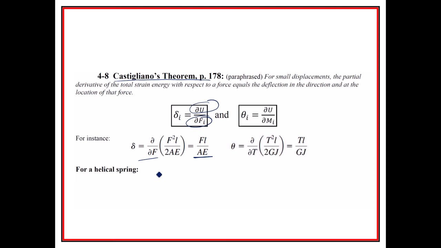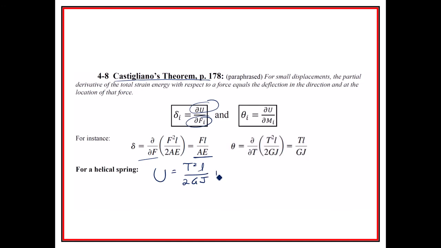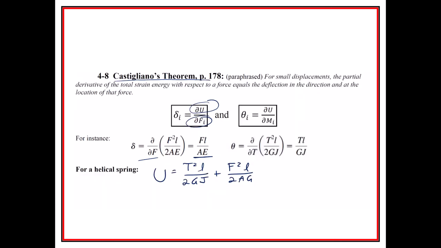So a spring actually has two parts. It has T squared L over 2GJ, right? That's going to be this guy. And then it also has F squared L over 2AG, right? So that's going to be the direct shear. So what you want to do is substitute the things, right? We want to substitute.